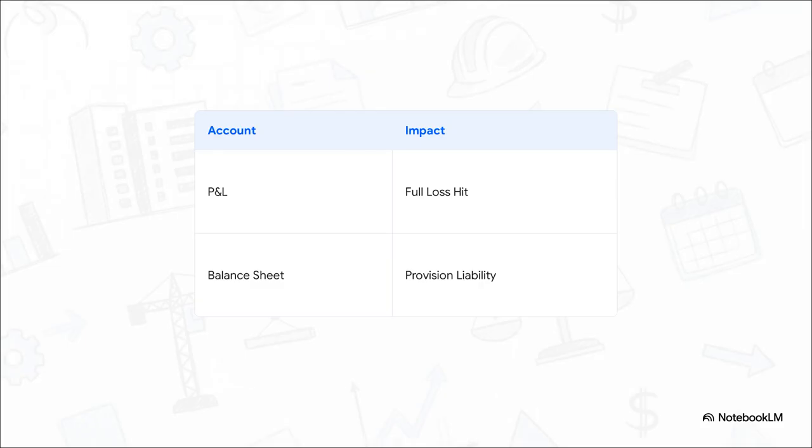So, when a foreseeable loss is detected, you don't slowly drip that pain out over the remaining months of the project. No way. The profit and loss side takes a massive, immediate hit for the full expected loss. And simultaneously, over on the balance sheet side, a heavy liability provision bucket is instantly filled. Profits wait, losses absolutely do not.